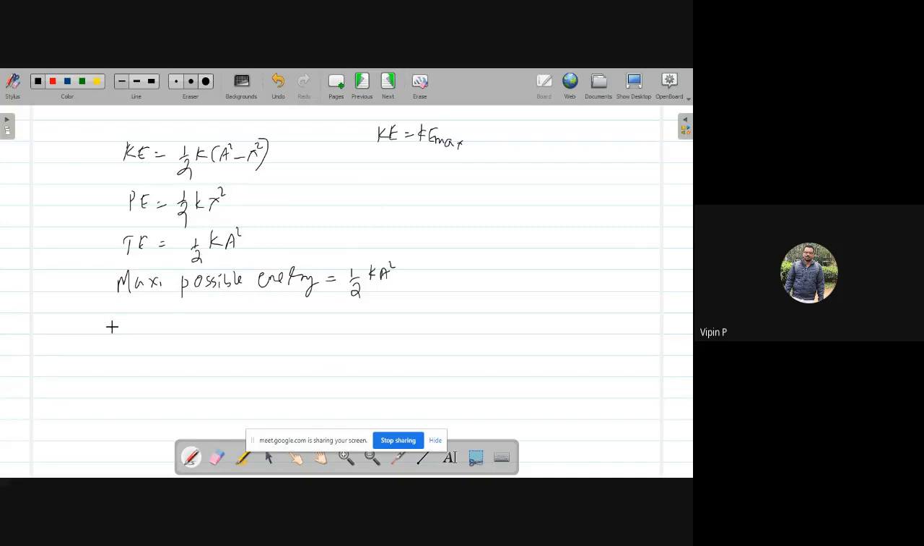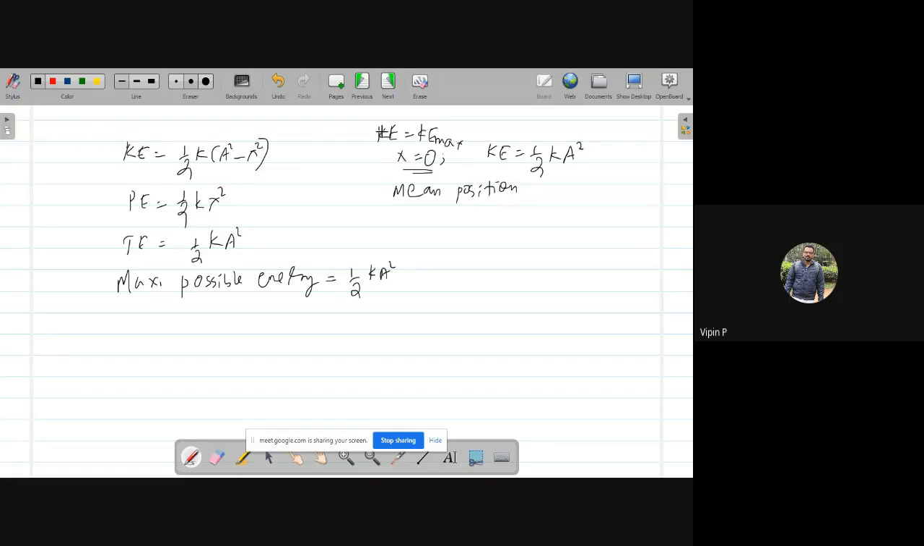Now let's check when kinetic energy is equal to KE max. If you substitute x equal to 0 in this expression, we find that kinetic energy is equal to half k a square. And obviously, where is x equal to 0? It is the mean position.